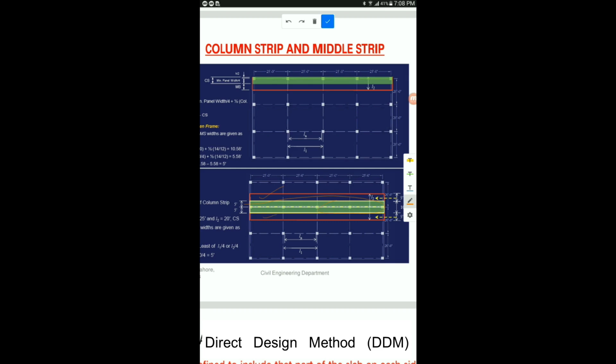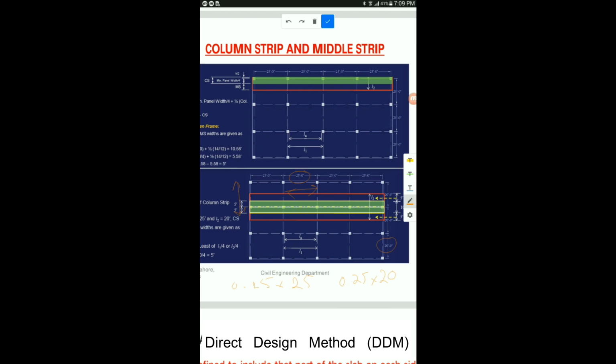So the dimension of this column strip, we will calculate this one first, because the formula is 0.25 of L1 or 0.25 of L2, whichever is smaller. So now let's see how it works. 0.25 of L1: the value of L1 for this panel, because this is running in X direction, will be equal to 25 feet. Because the rigid frame is running in this direction, all these dimensions are L1, and these dimensions in this direction will be L2. So here the L2 is 20 feet.